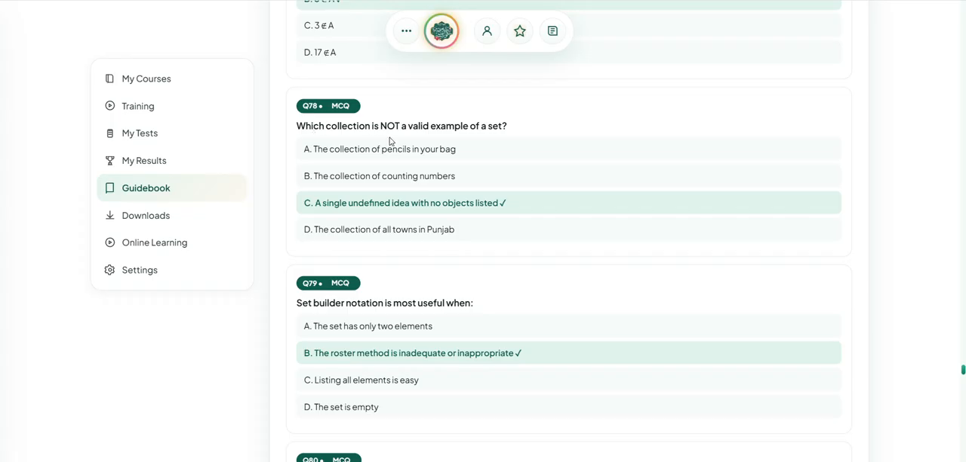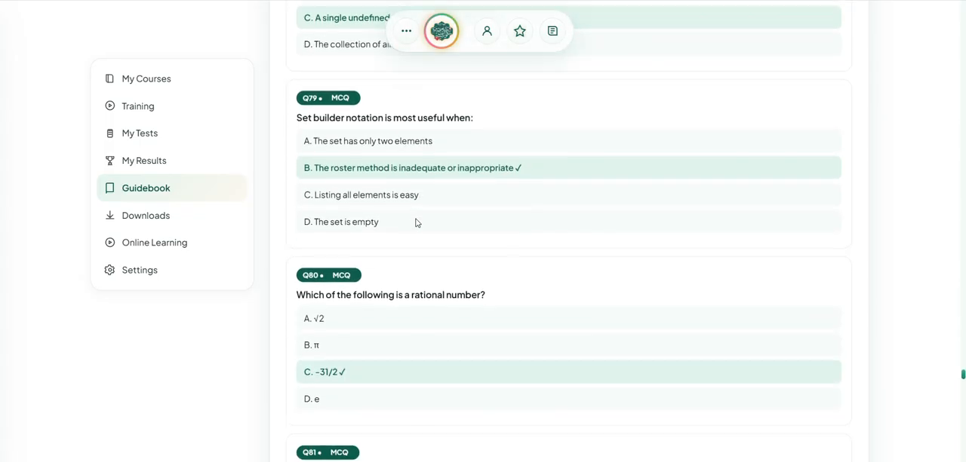Which collection is not a valid example of a set? A single undefined idea with no objects listed.